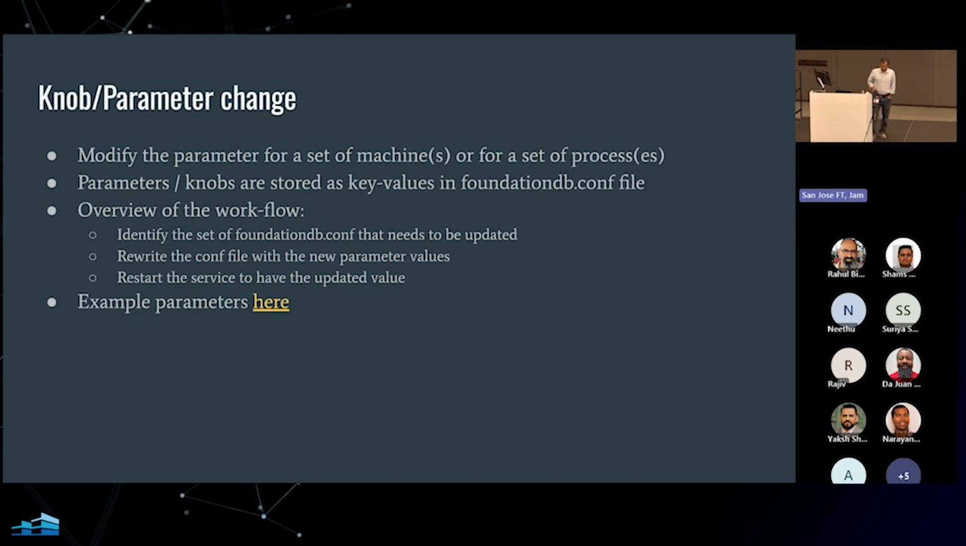The knobs and parameters in FoundationDB are all maintained in an ini file, foundationdb.conf. This means every time you need to change a parameter, it will involve rewriting this conf file and restarting the services. So you need to make sure the integrity of the file is there. Otherwise, you need to back up, etc.